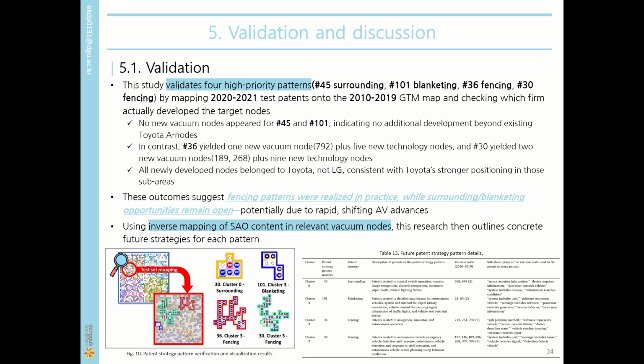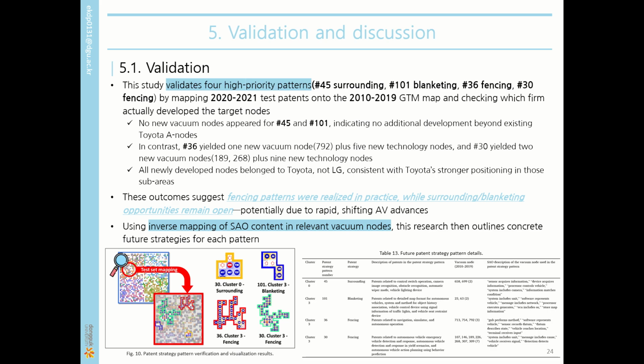For pattern 36, one new vacuum node, 792, and 5 additional technology nodes emerged. For pattern 30, two new vacuum nodes, 189 and 268, and 9 additional technology nodes emerged. The newly developed nodes belonged to Toyota rather than LG, consistent with Toyota's stronger position in those sub-areas. This result suggests that fencing patterns materialized in practice, while surrounding and blanketing opportunities remain open, likely due to fast-moving advances in autonomous vehicles.